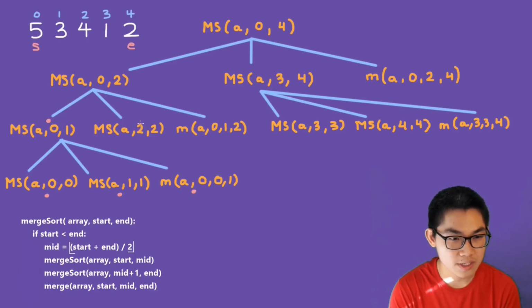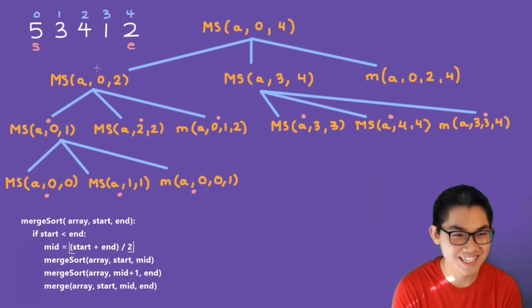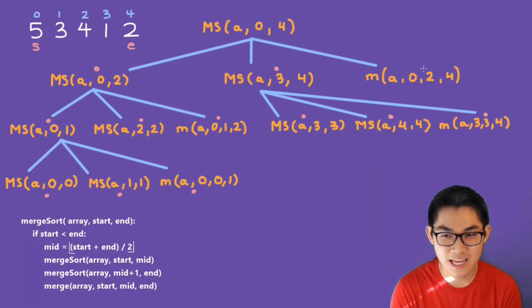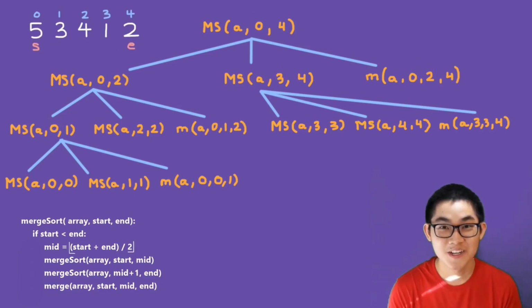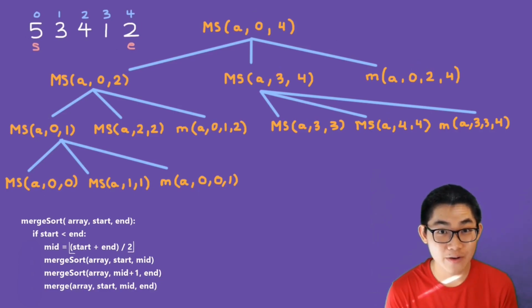And then how about 2? Is 2 less than 2? No, it's not. So this is done. This is done. This is also done. This is done. Done. And so this is also done. This is done. And this is done. So this is the complete diagram for merge sort.